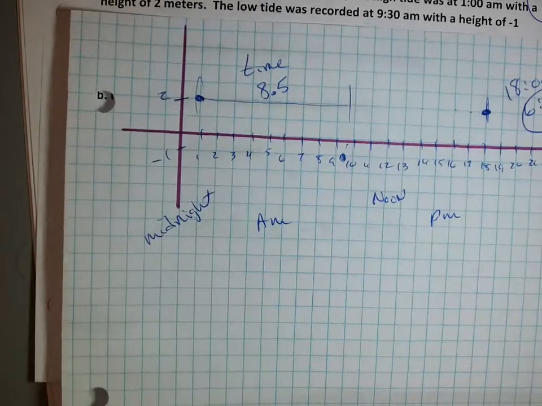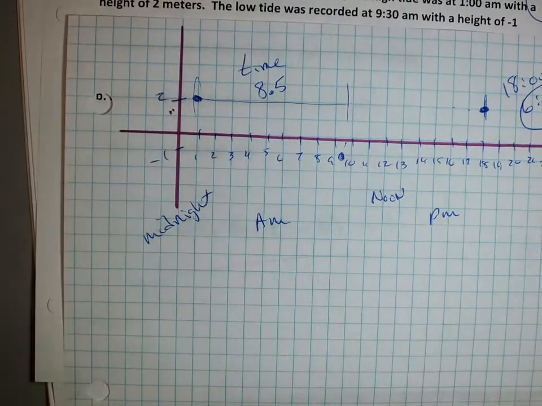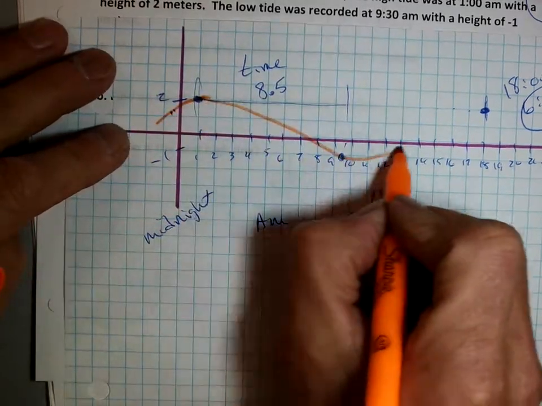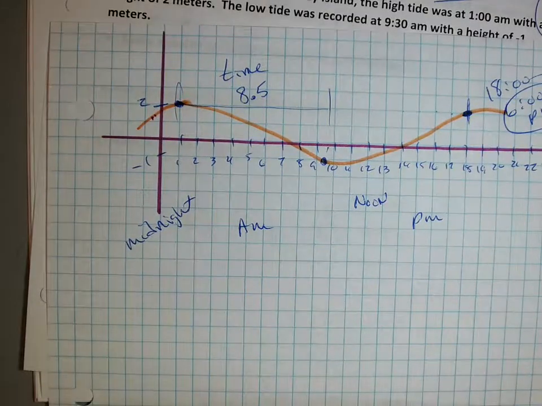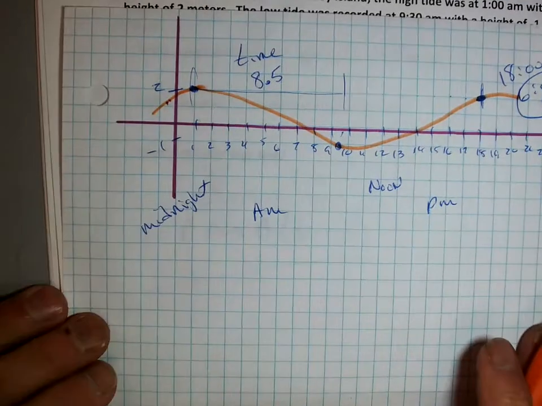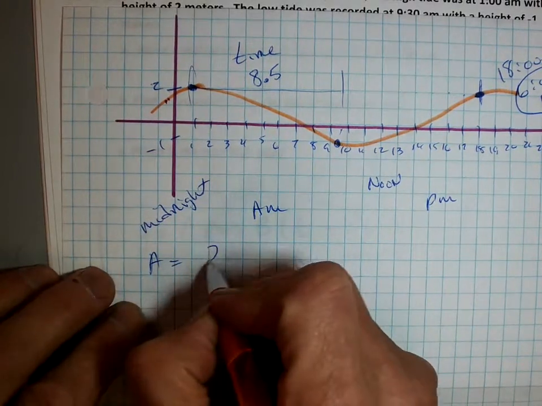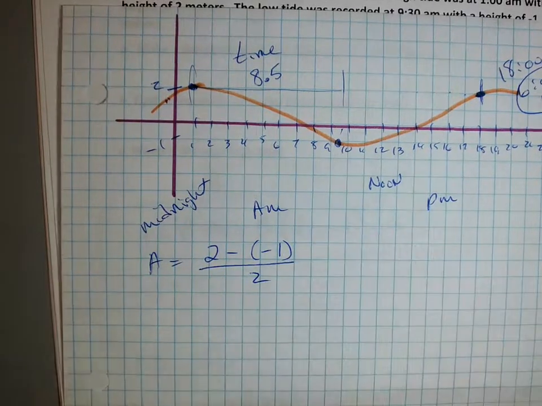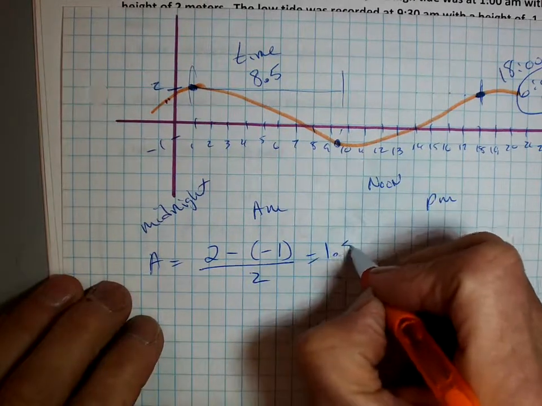So let me go ahead and graph my curve, right? My curve looks something like this. Okay, there's my curve. So, amplitude. Let's figure out amplitude first. My amplitude is max minus my min divided by 2, right? Amplitude is max minus min divided by 2, 3 over 2, or 1.5, okay?